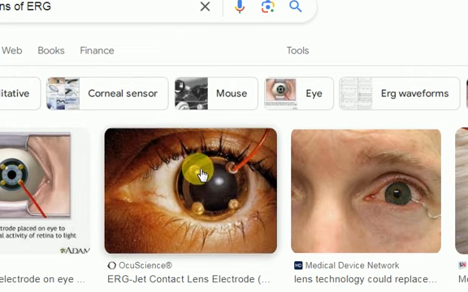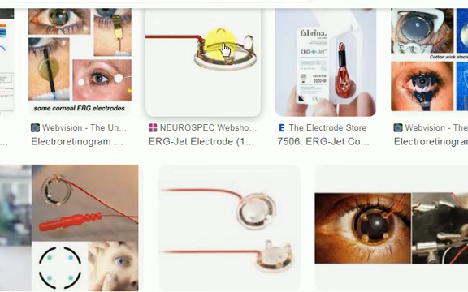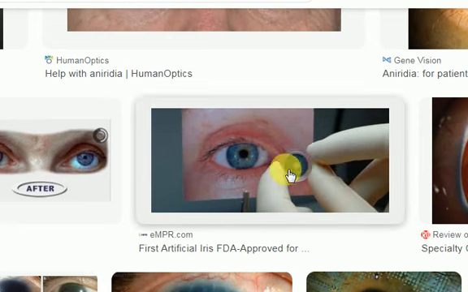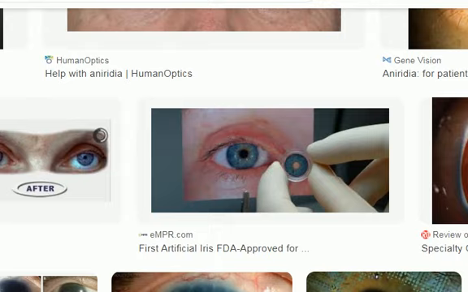As you can see in these pictures, the ERG jet contact lens electrode. You can also see in these pictures the ERG jet electrode, and the artificial iris, first artificial iris, FDA approved.